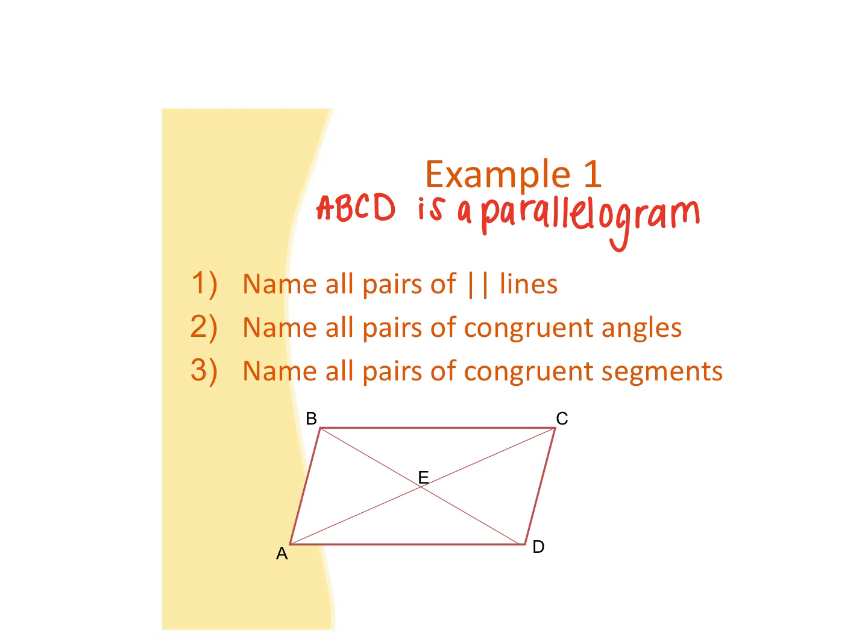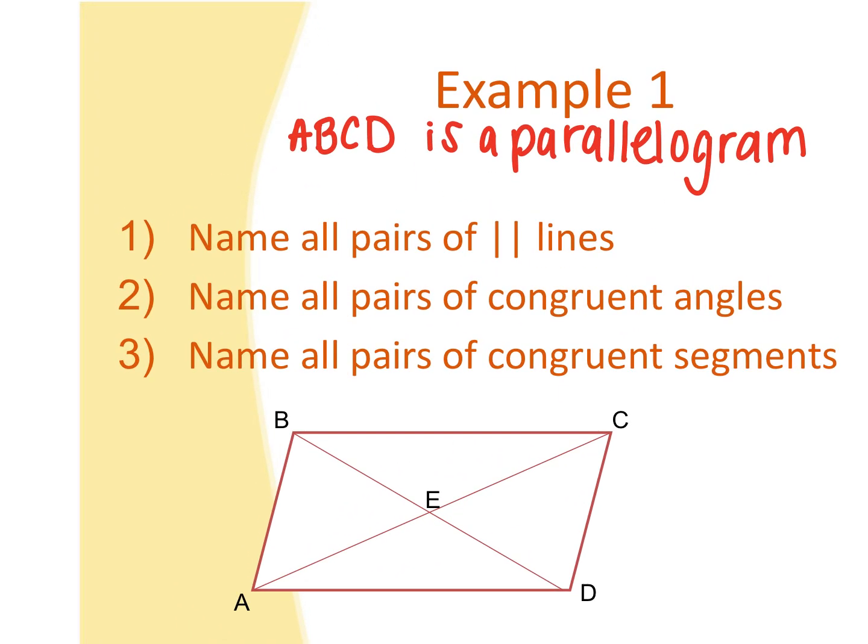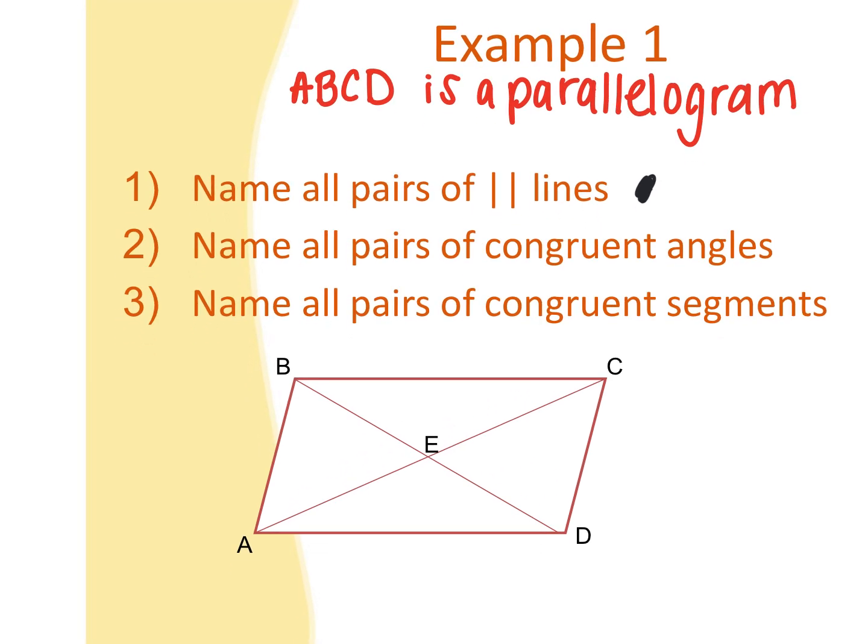All right, we're going to do this example not by writing out everything, but by using different colors on our diagram, okay? So let's start with number one. Let's do number one in black. Name all pairs of parallel sides or parallel lines. Nick? A, B, and C, D are parallel.